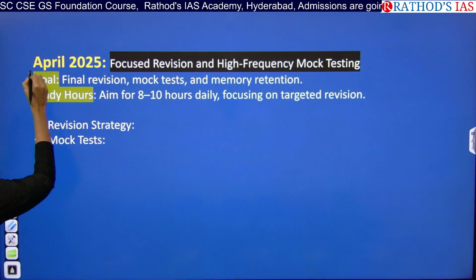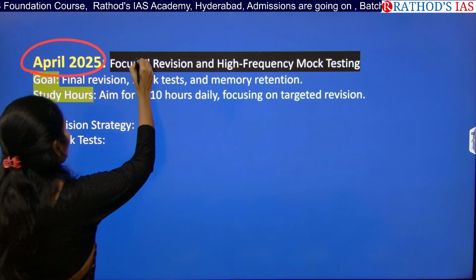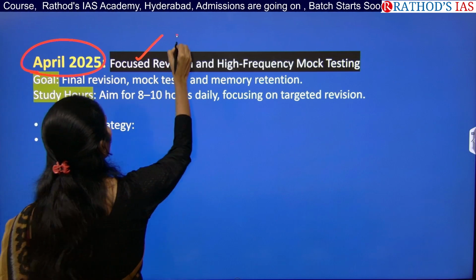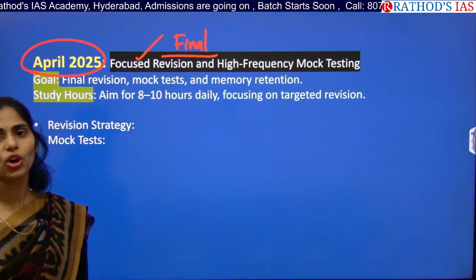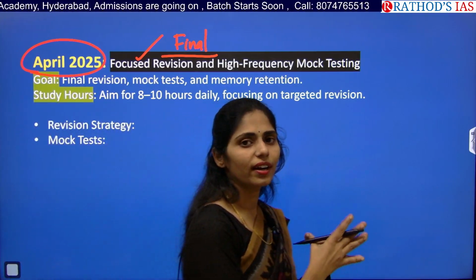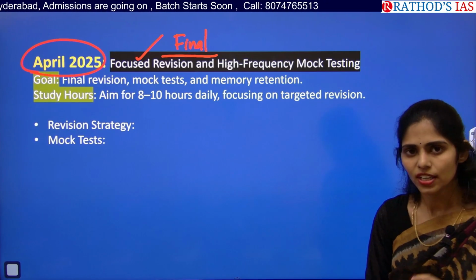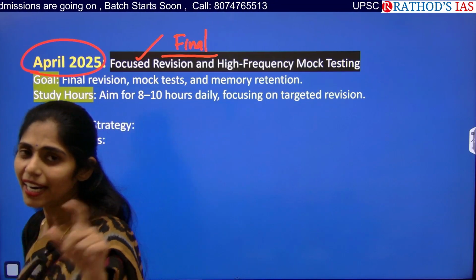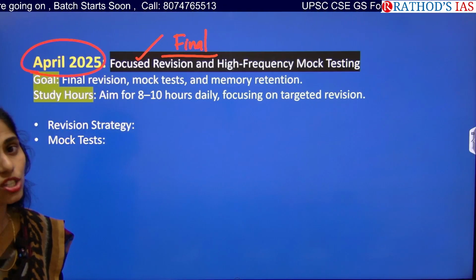In this phase 3, we are focusing on this month, April 2025, and we are focused on especially targeted revision now. So this will be your final revision part. And we are focusing on high frequency mock testing. So till now, wherever you are writing your mock tests, don't just focus on your score, guys. Focus on your weak areas where you are going wrong and make a note of that list, like in which areas you are weak.